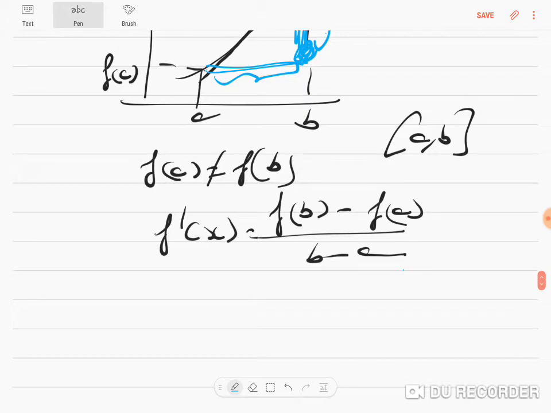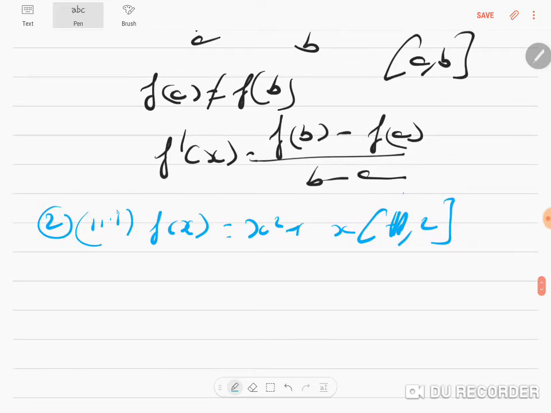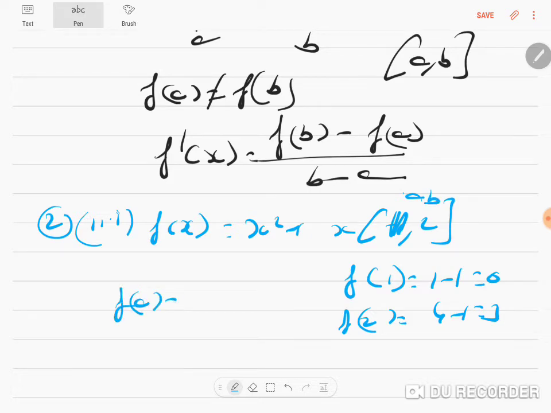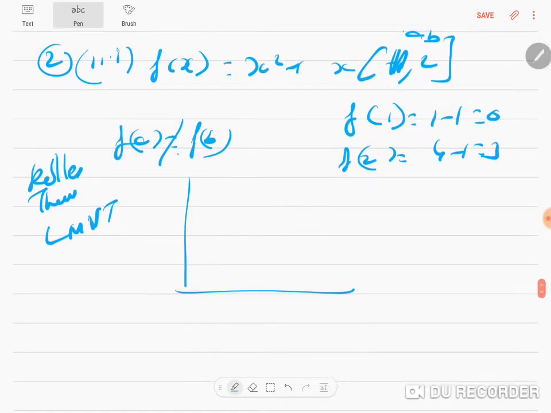Let's do a sum for this. So let's take the second sum, third subdivision. F of x is equal to x square minus 1, where x is lying between 1 and 2. Here f of 1 will be 1 minus 1, 0, f of 2 will be 4 minus 1, 3. Therefore, this is a and b, and f of a is not equal to f of b. So hence you cannot verify Rolle's theorem. You can only verify Lagrange's mean value theorem, LMVT.